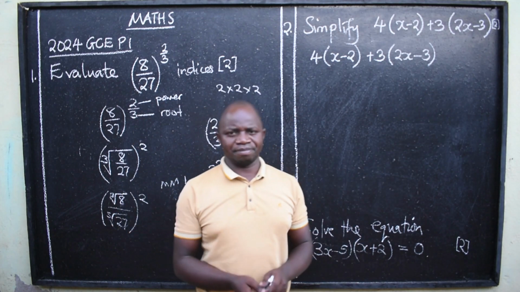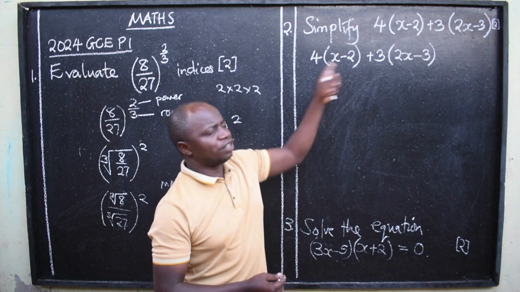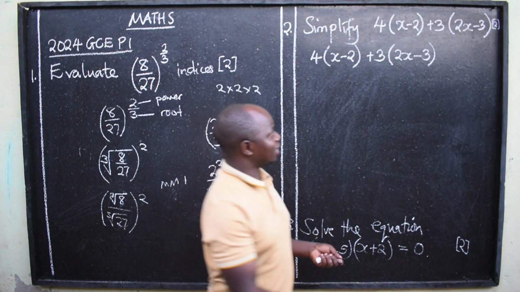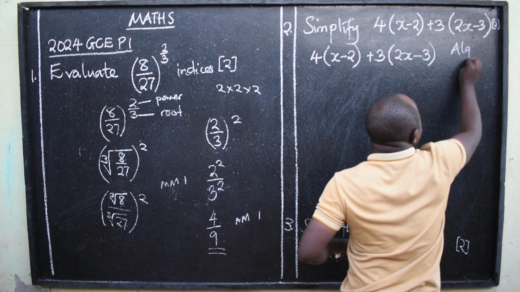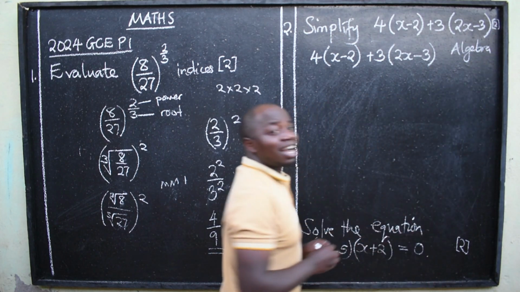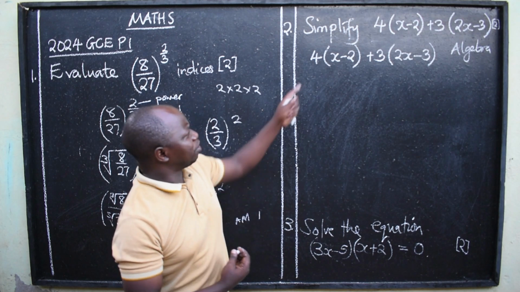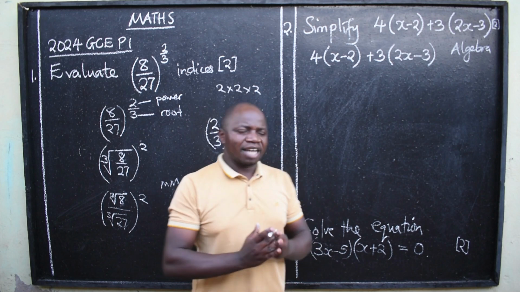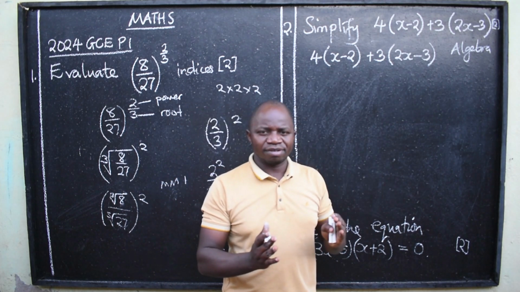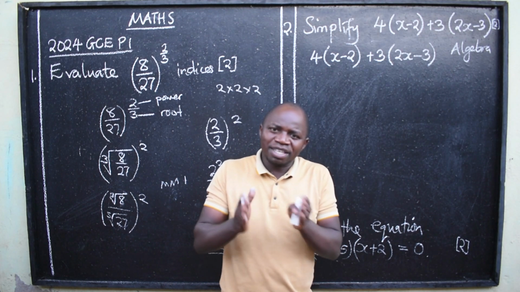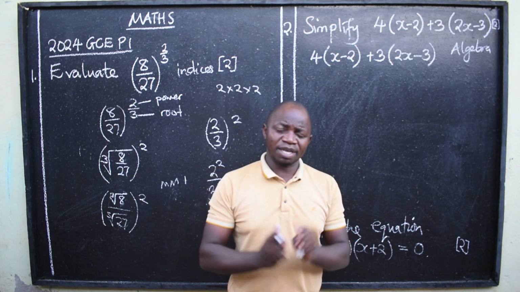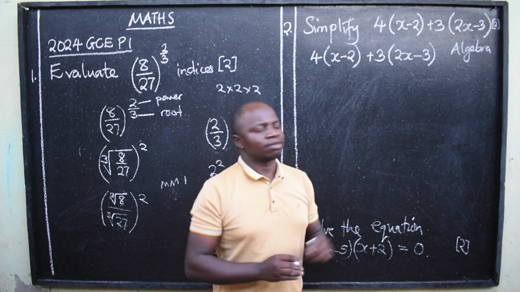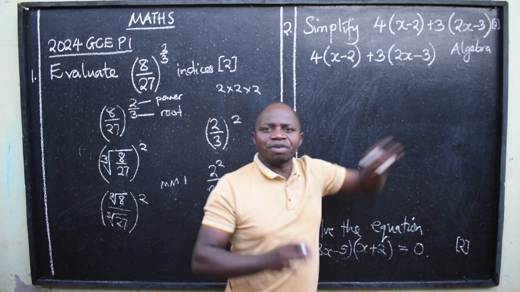Let us try to simplify this. Where are you going to start from? Well, you need to know that the question is coming from a topic called algebra. So under algebra, I'm told to simplify this. Now the question I've been given has got brackets. Therefore, that is my starting point. Brackets. So I need to get rid of the brackets first.